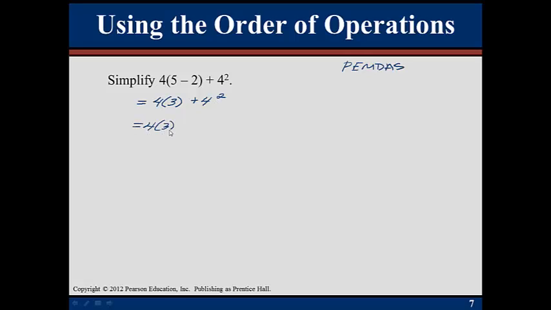So we have 4 times 3 plus 4 squared, which is the same as saying 4 times 4, which is 16. And then we keep going. Next is multiplication. So we multiply. 4 times 3 is 12. And then we finish it by adding and we get 28.